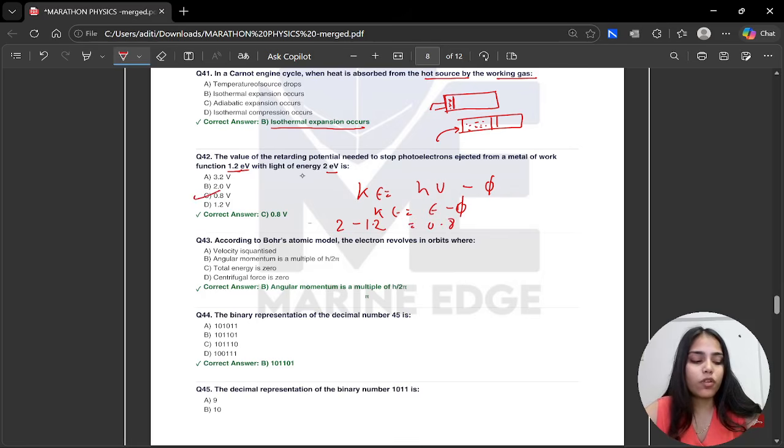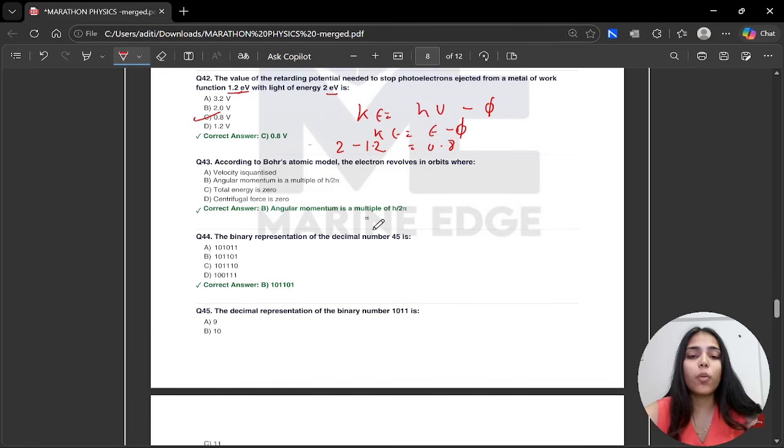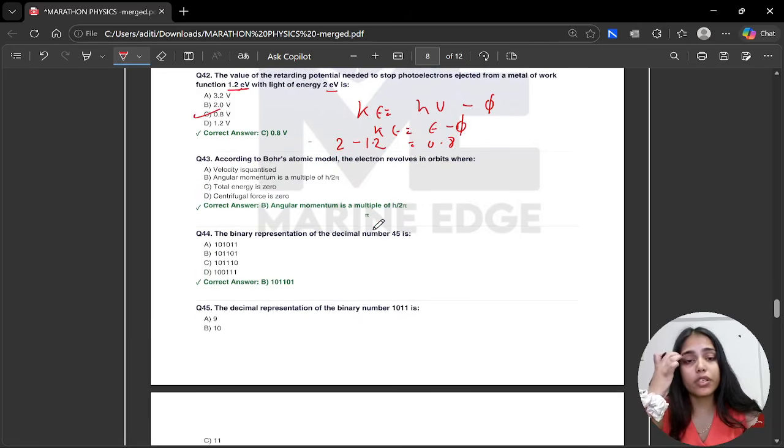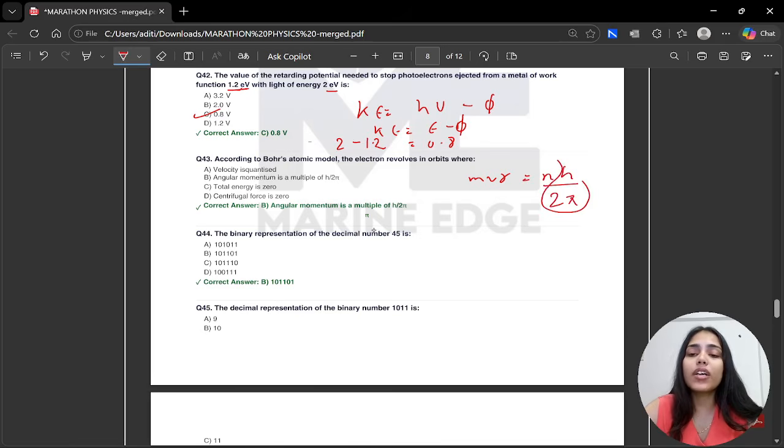Now, moving forward. According to Bohr's atomic model, the electrons revolve in orbits where, according to Bohr's model, mvr, the angular momentum, equals nh upon 2π. So it can only revolve in orbits which are multiples of h upon 2π. So that is your option B.